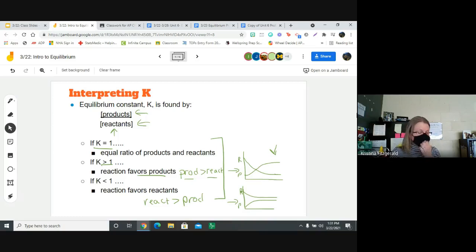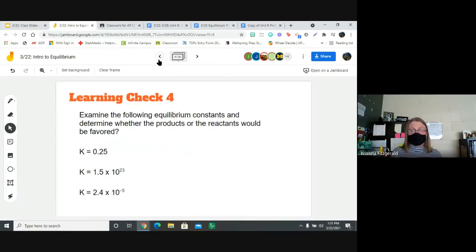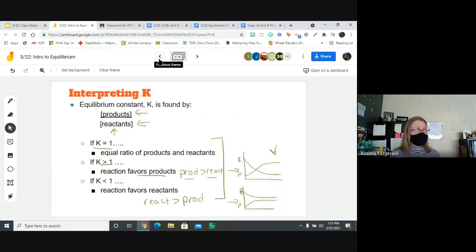So what you'll have to do sometimes is they'll give you the K value and you have to talk about which thing is favored. You just have to remember it's products divided by reactants. So think about which number is bigger and then which one is favored. So let's try a couple. Did everybody have that? Sorry, I get excited sometimes.